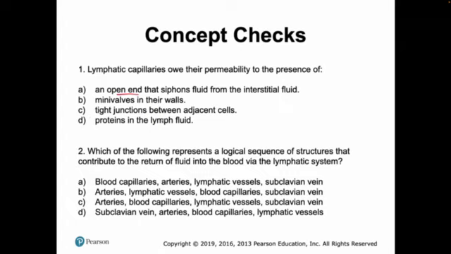Proteins in the lymph fluid have nothing to do with permeability, so basically it is the mini valve which actually helps the flow, or the lymph, to go through.